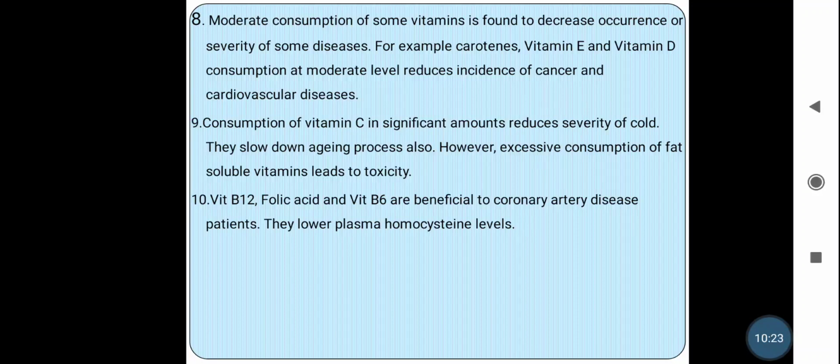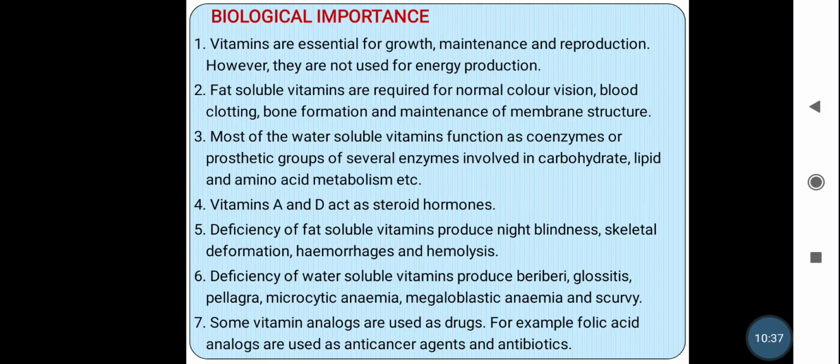Then vitamin B12, folic acid and vitamin B6 are beneficial to coronary artery disease patients, and they lower the plasma homocysteine level. So all these are the biological importance of the vitamins. So we have to take vitamins in our diet in an adequate quantity. It regulates the different processes in our body.